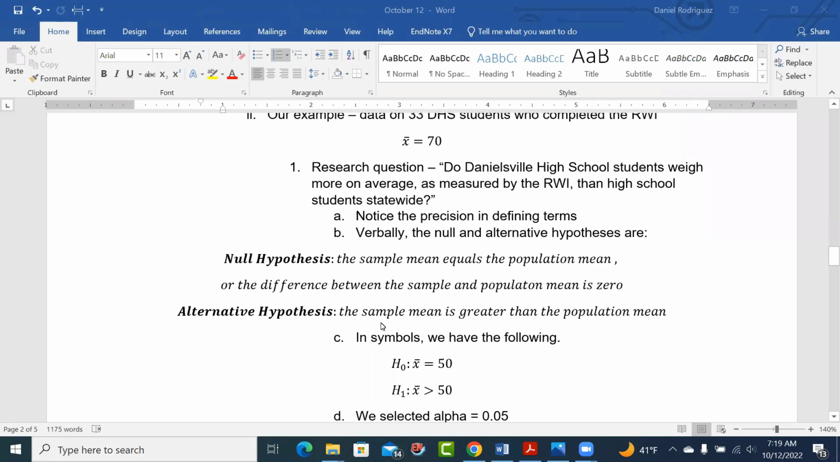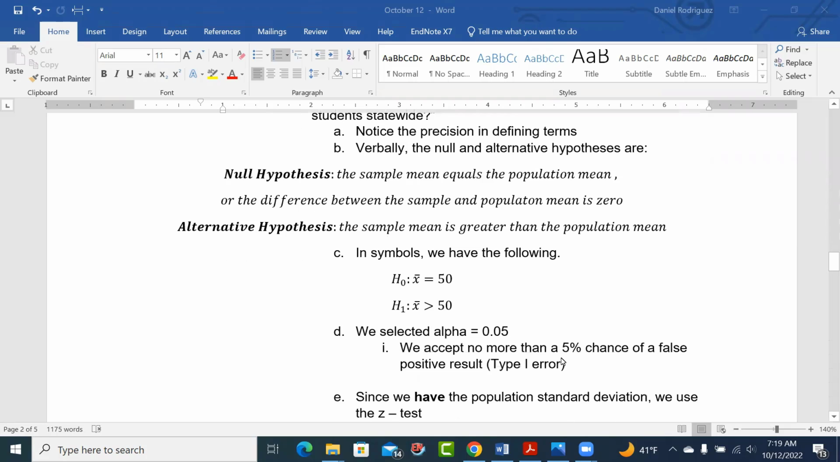The alternative hypothesis, well, this one's easy. We just say the sample mean is greater than the population mean. We can see 70 is greater than 50, so you're not going to write that the sample mean is less than the population mean. You're just going to write the sample mean is greater than the population mean.